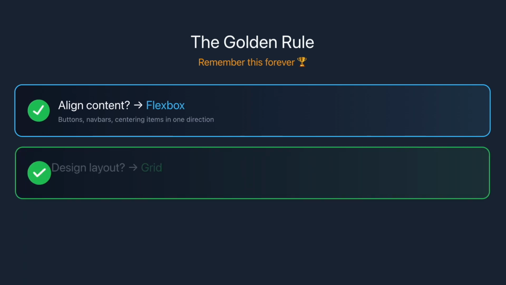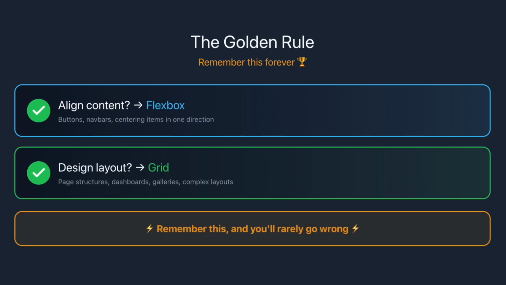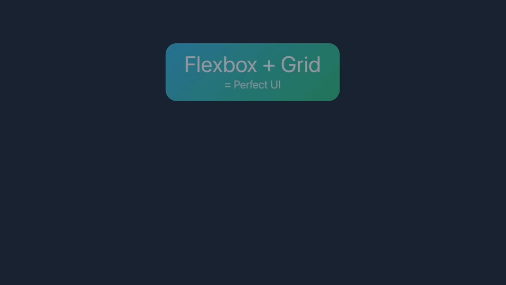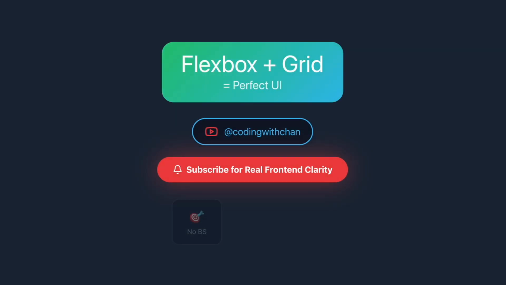Here's the golden rule. If you're aligning content, use Flexbox. If you're designing layout, use Grid. Remember this, and you'll rarely go wrong. Modern CSS isn't Flexbox or Grid. It's both.